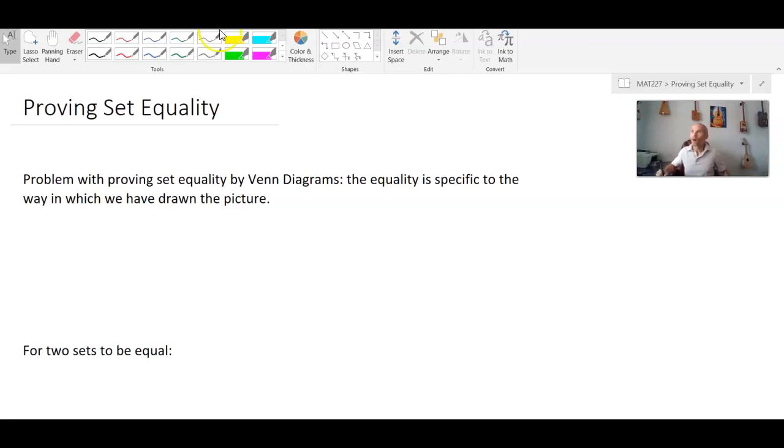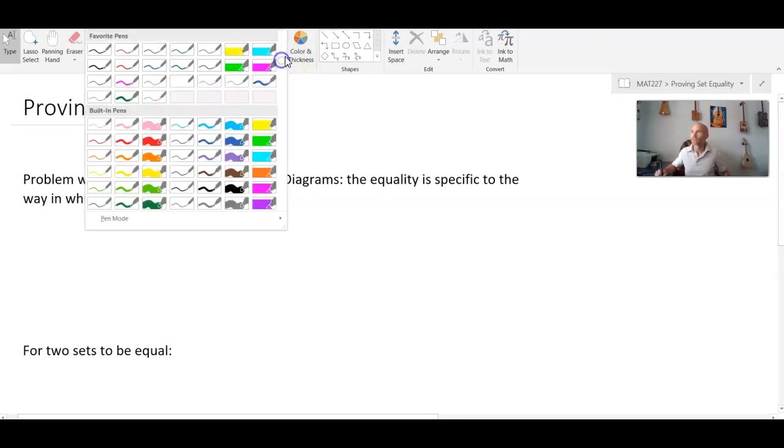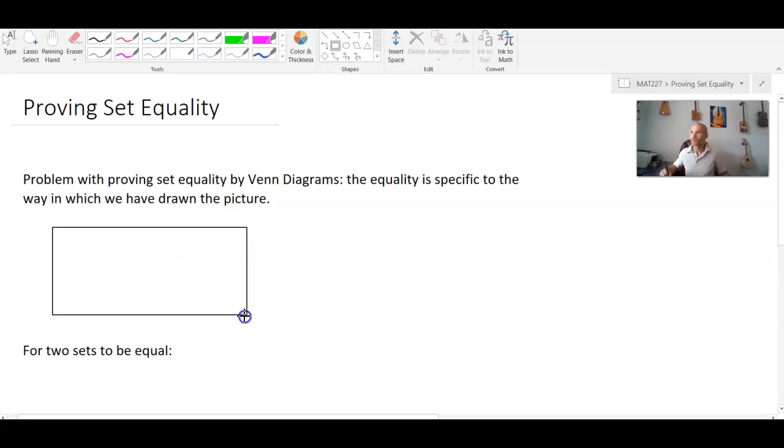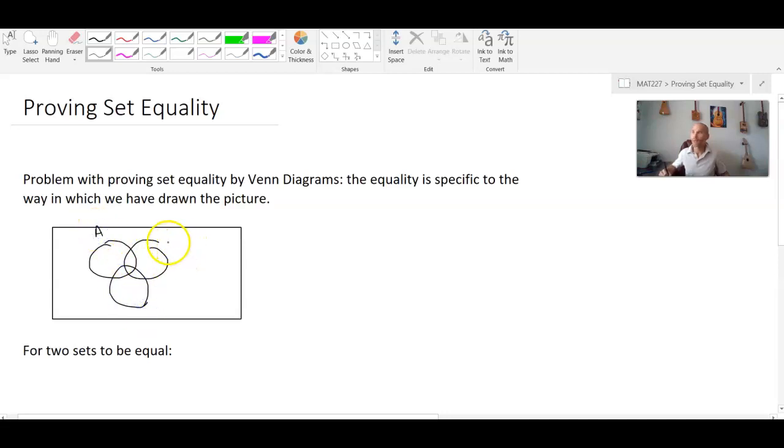And the real problem behind drawing Venn diagrams to illustrate a proof behind an equality of two sets is that it was very specific to the way in which we drew the picture. In our pictures, we had maybe 2 or 3 sets, and we drew them as intersecting in this way. So, according to this picture, there is a location in which A, B, and C all intersect. But that's not the way the picture has to look.